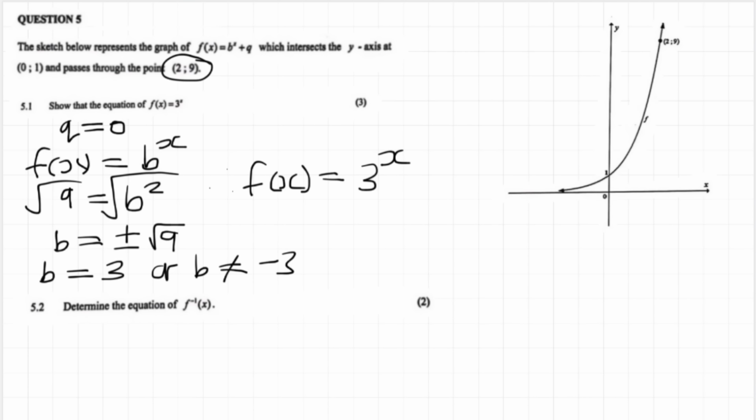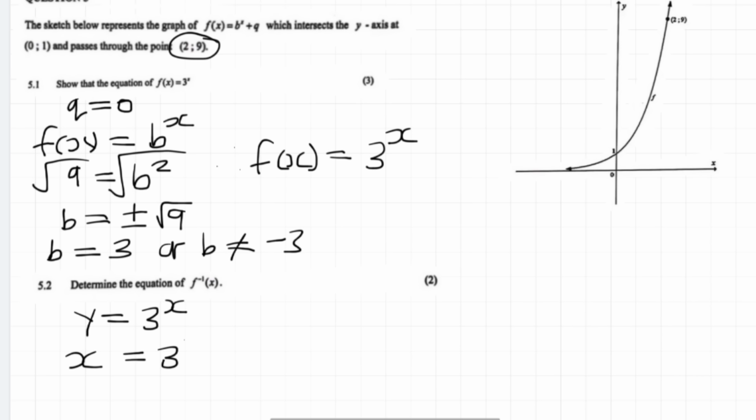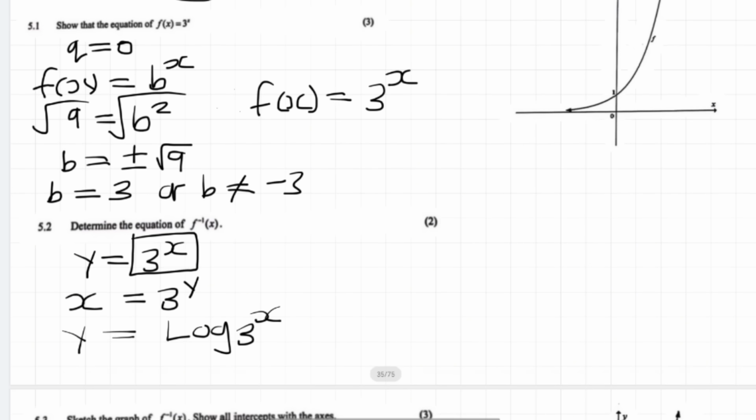And then question 2, they say determine the equation of f inverse. In other words, they want the inverse. So we know that the original equation is y equals 3^x. In order for us to find the inverse, we need to interchange x and y, and after interchanging, we're just going to say y is equal to the log of what? Of this. You just copy this the way it is and paste it here. Perfect. With that, we are done.